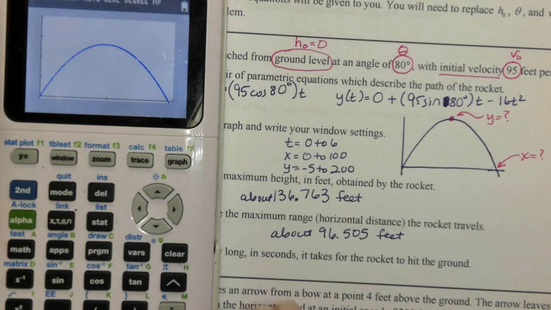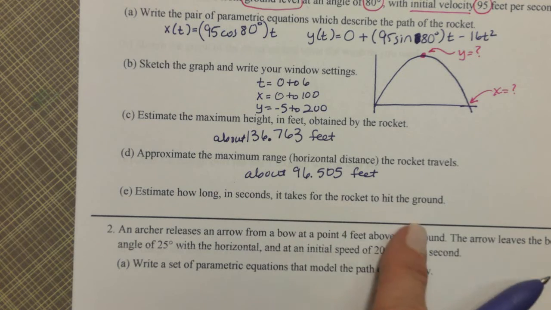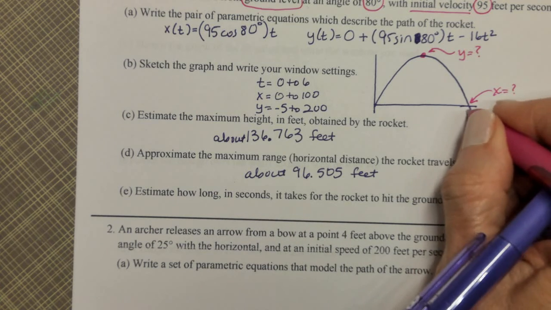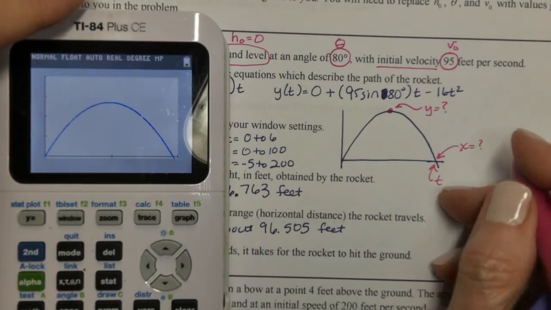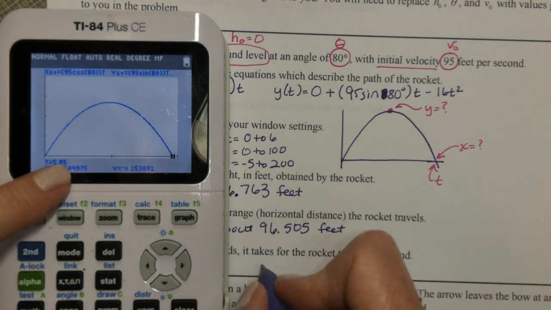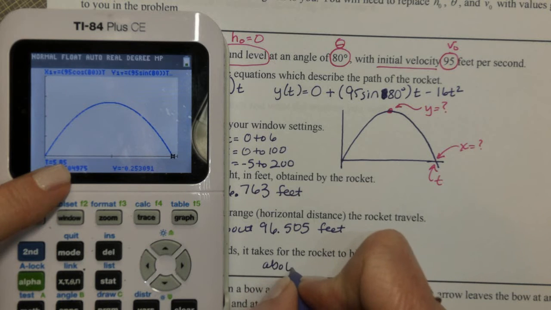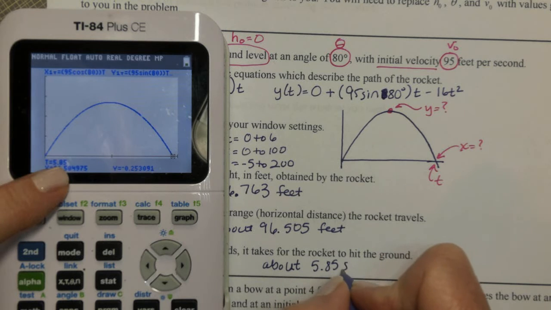Okay, all right. Estimate how long in seconds it takes for the rocket to hit the ground. Now we're looking for t right there. So I was already there. Hopefully I'm still there. I am still there. So t is about 5.85 seconds.